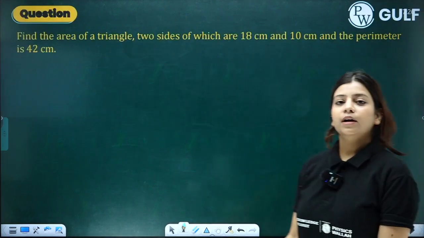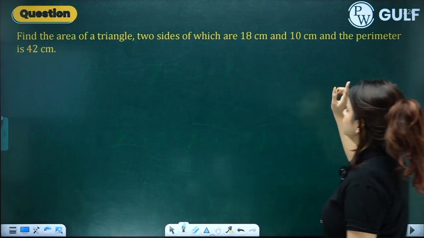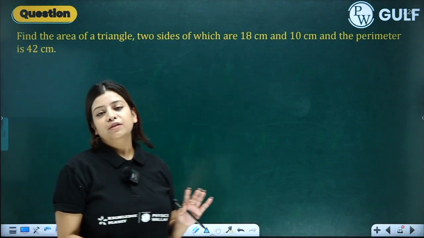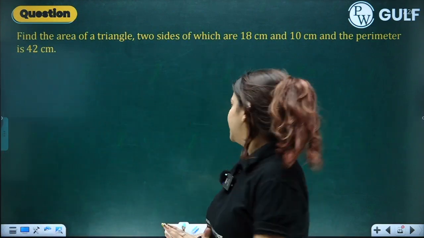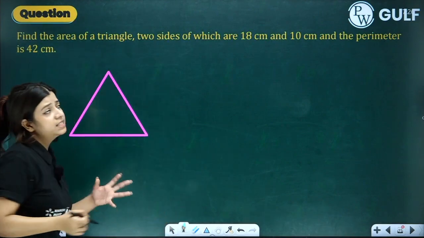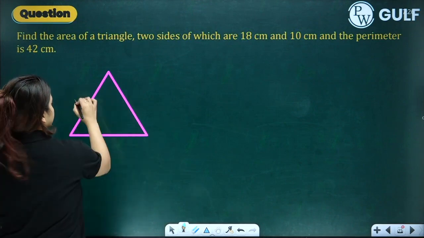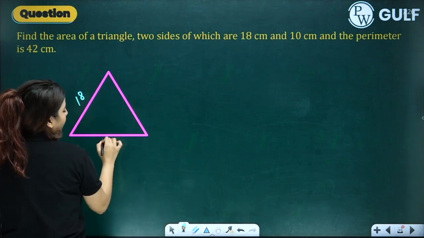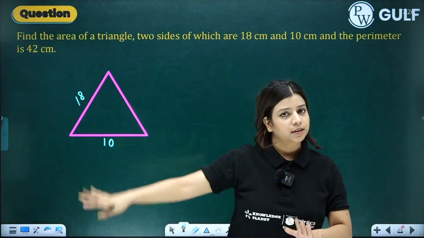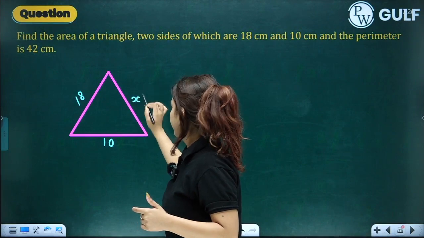Alright, over here the question asks us to find the area of a triangle, two sides of which are 18 centimeter and 10 centimeter, and the perimeter is given as 42 centimeter. So the very first thing known to us is, out of 3 sides of this triangle, we are already given 2 sides, one is 18 centimeter and the other one is 10 centimeter. We are not aware of the third side. Let's take this third side as x.